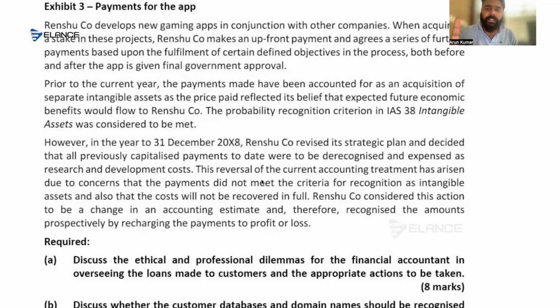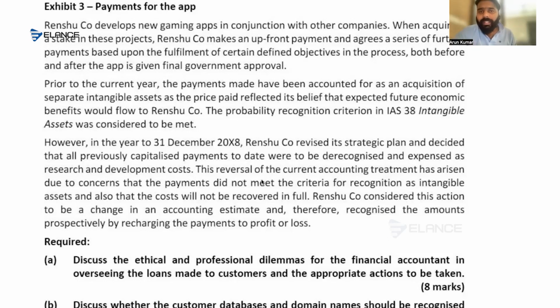Basically on IAS 38 itself. A similar question. So what happened here? Initially, they felt the criteria was met and they recognized it as an asset. And later on, they had a confusion with their strategy and they are derecognizing this capitalized amount. So can we derecognize an intangible asset as simply as that? Can we derecognize an intangible asset or any asset from our books like this?